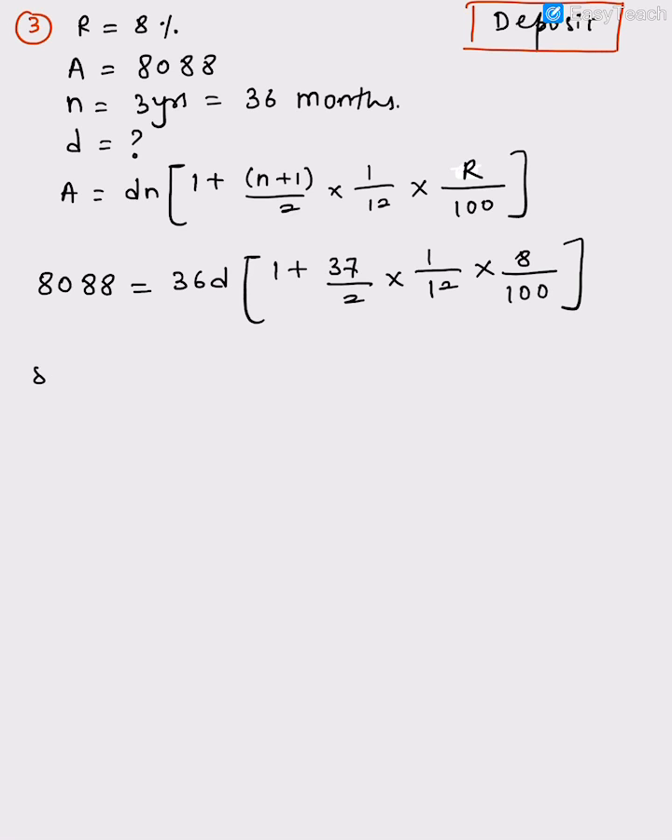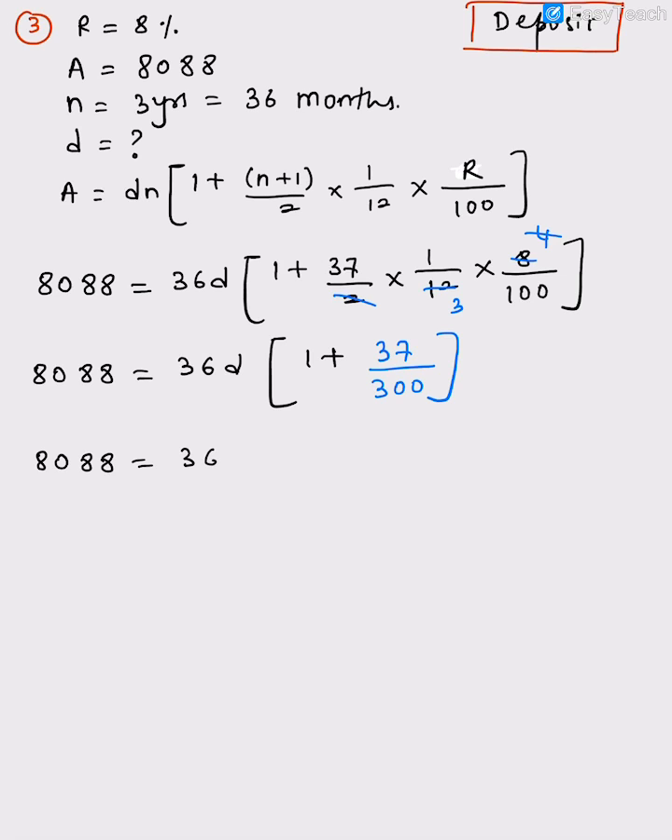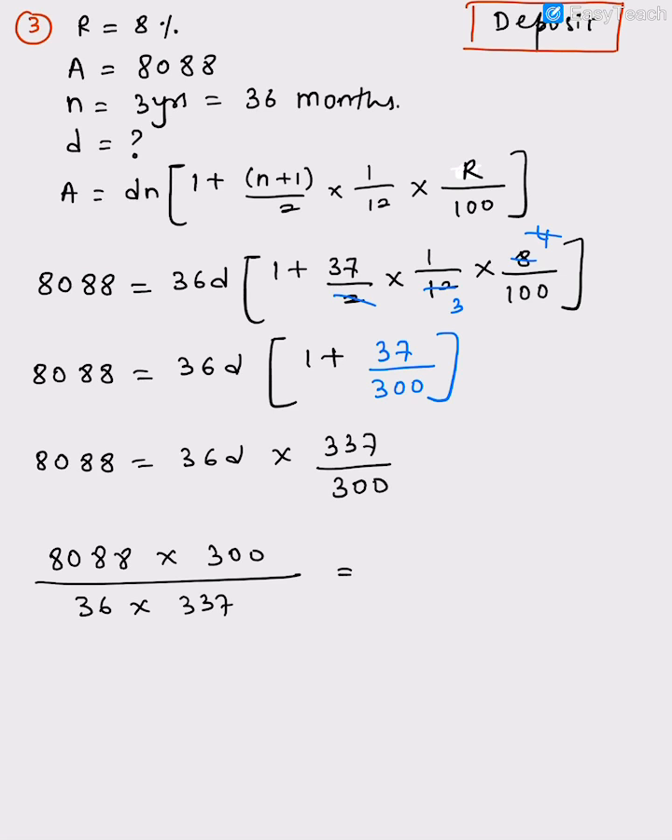So what will you get over here? 8088 is equal to 36D in brackets 1 plus, what will you get here now? 2 ones are 2, 2 fours are 4, 4 threes are 12. So you'll get 37 upon 300 here. Now let's take the LCM. So 8088 is equal to 36D into 337 upon 300. Now cross multiply. So you'll get 8088 into 300 whole thing divided by 36 into 337 is equal to D.